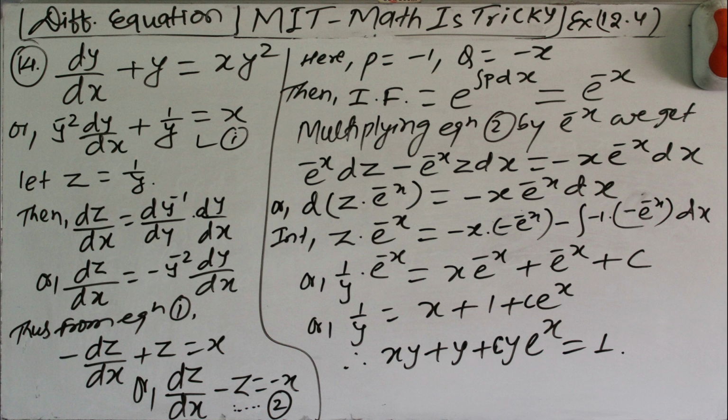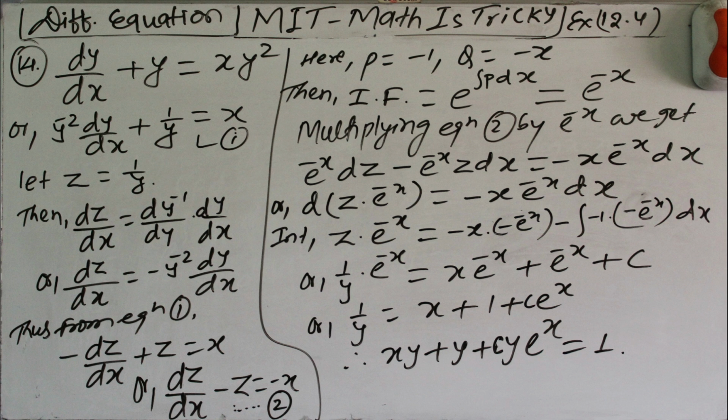Let's substitute the value of z. So z is 1 by y, e power minus x on the left hand side equals x minus minus, plus x times e power minus x, and minus minus plus e power minus x, and then into minus is minus, because integration of e power minus x is minus e power minus x. So because of minus, again we will get plus. So the right hand side will be x into e power minus x plus e power minus x plus c.